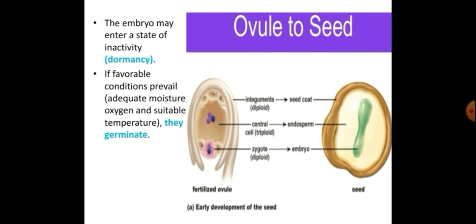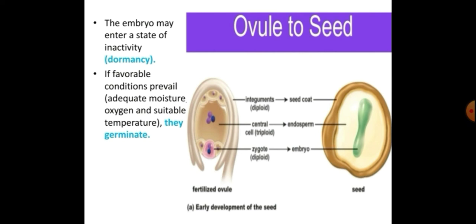Most of the seeds will enter into this particular state called the dormant state. Almost all the seeds we use have entered the state of dormancy. If favorable conditions prevail, then this dormancy is broken, and the seed will enter a proper active state. When it has adequate moisture, adequate oxygen concentration and suitable temperature, the dormancy is broken and it will enter an active state.